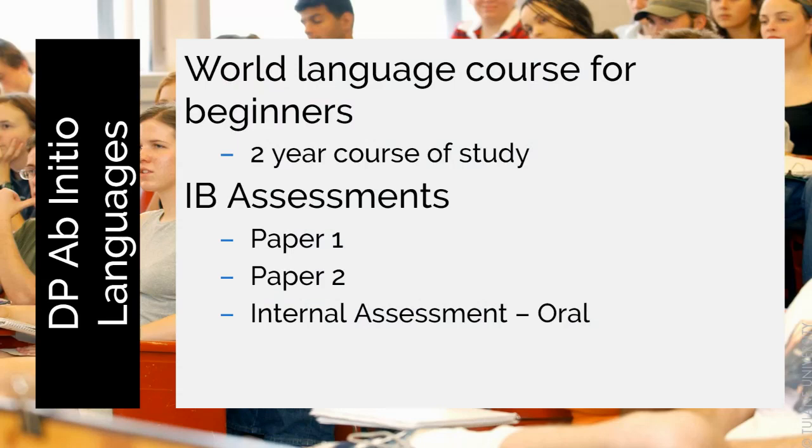Ab initio is Latin for from the beginning, and it describes the course designed for students who wish to learn an additional language. For example, if your student has studied Spanish at the IA for the past 2 years and is going to continue studying it through junior and senior year, they could choose to add year 1 and year 2 of French studies to broaden their language backgrounds.